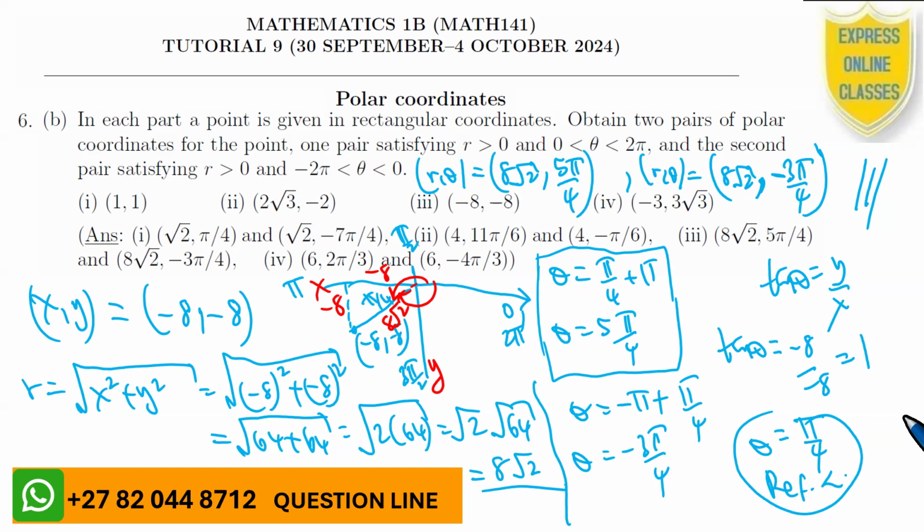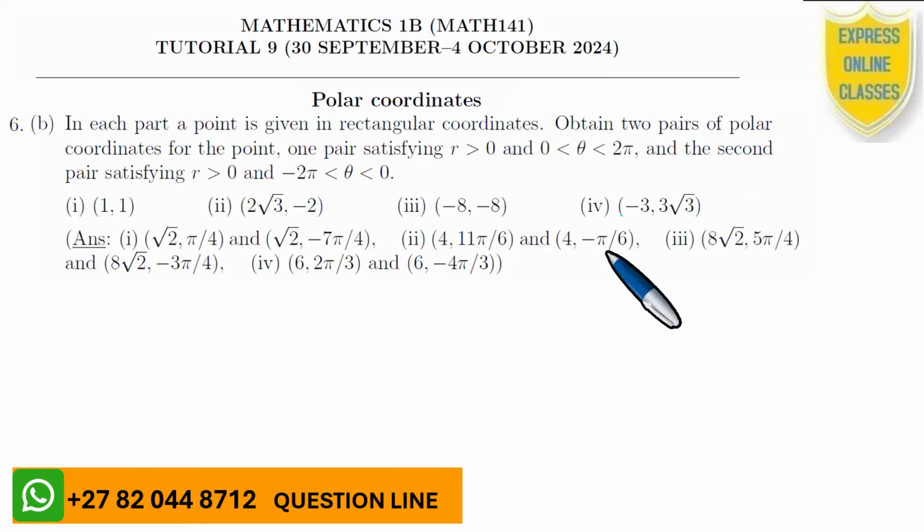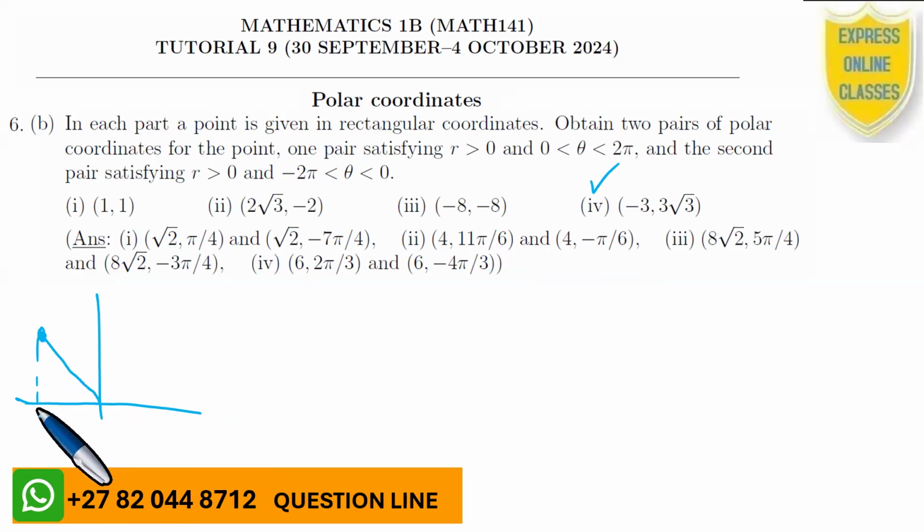So we continue. Okay, now we have the last one for 6b. So let's check it. So this one, where is this? X is negative and Y is positive. So it's then going to be sitting somewhere here. X is negative and Y is positive.